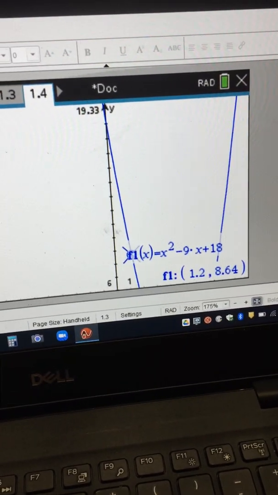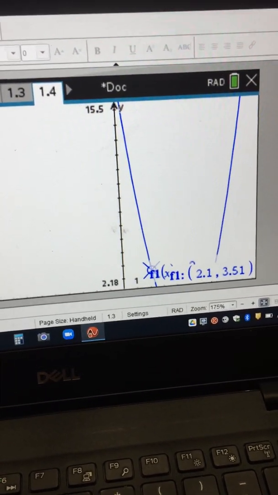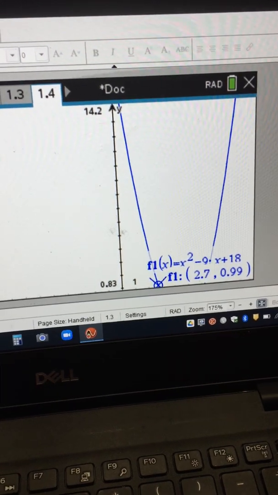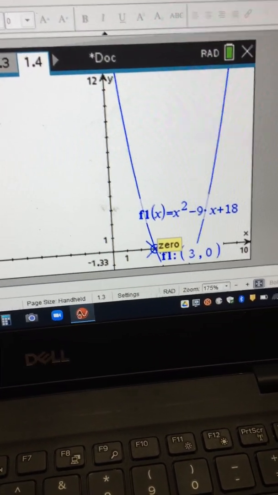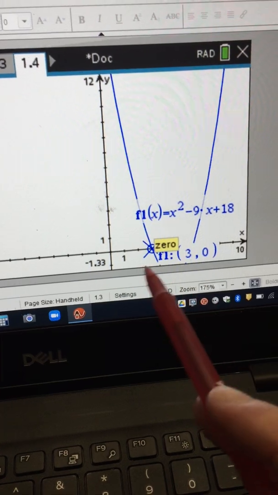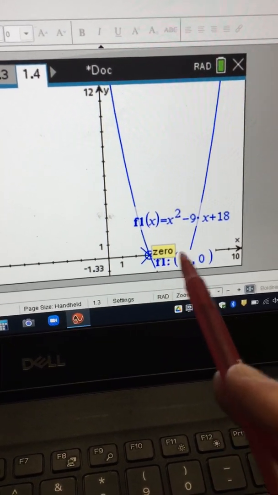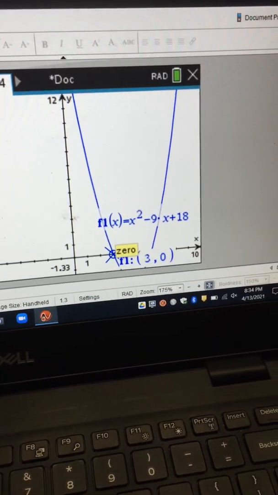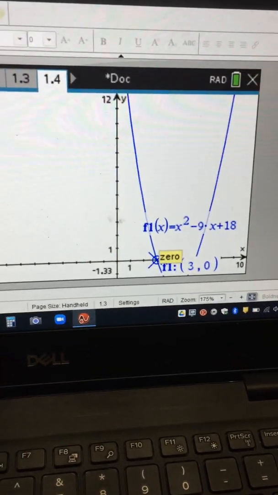And I'm getting closer down to the x-axis because I'm now at 3, 2, almost there. There I am. So right now I'm crossing at 3. This point right here is 3, 0. So the x number is a 3. So one of my answers is a 3. And I want to go find the other one.